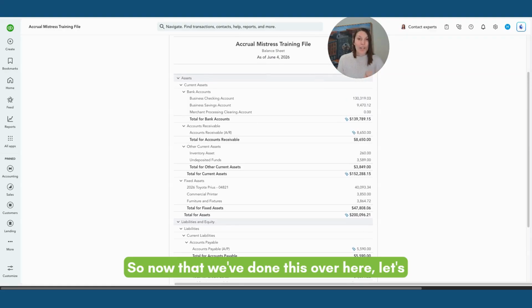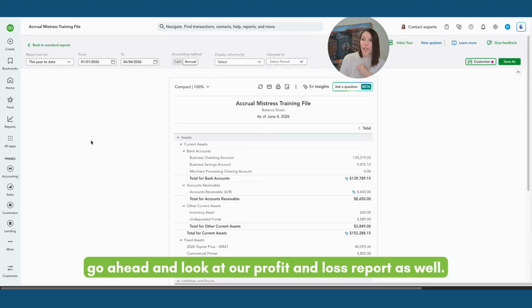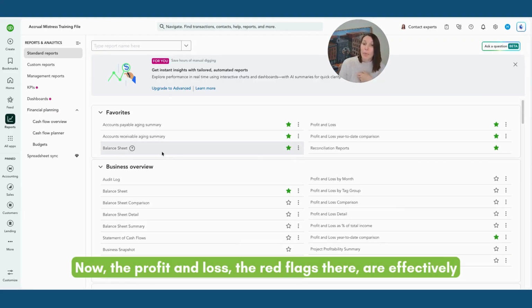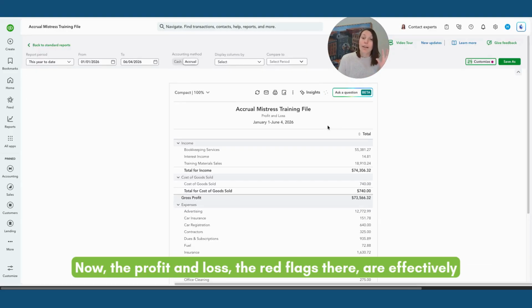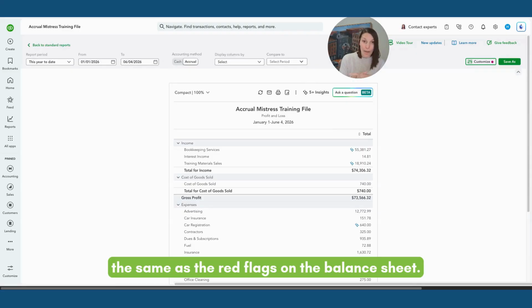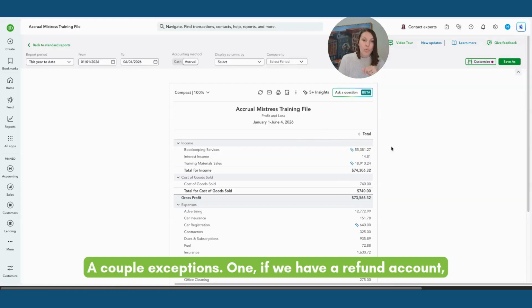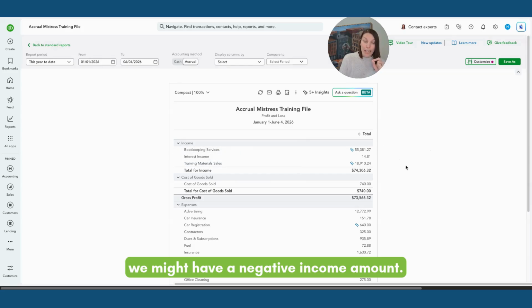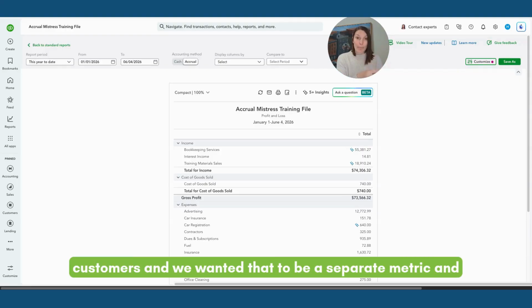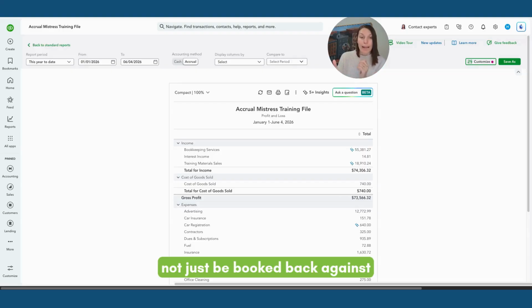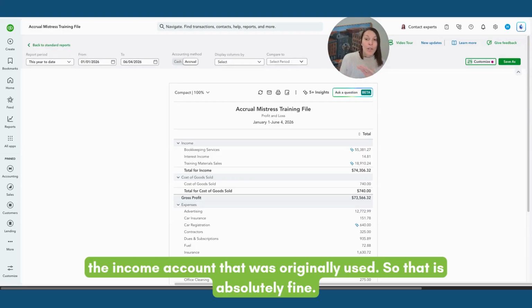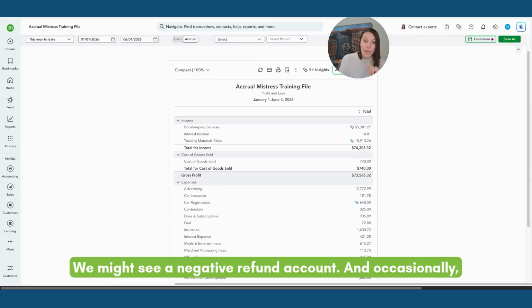So now that we've done this, let's go ahead and look at our profit and loss report as well. The red flags there are effectively the same as the red flags on the balance sheet. For the most part, we don't want to be seeing negative numbers on our profit and loss. A couple of exceptions. One, if we have a refund account, we might have a negative income amount. That would be for if we were refunding customers and we wanted that to be a separate metric and not just be booked back against the income account that was originally used. That is absolutely fine. We might see a negative refund account.